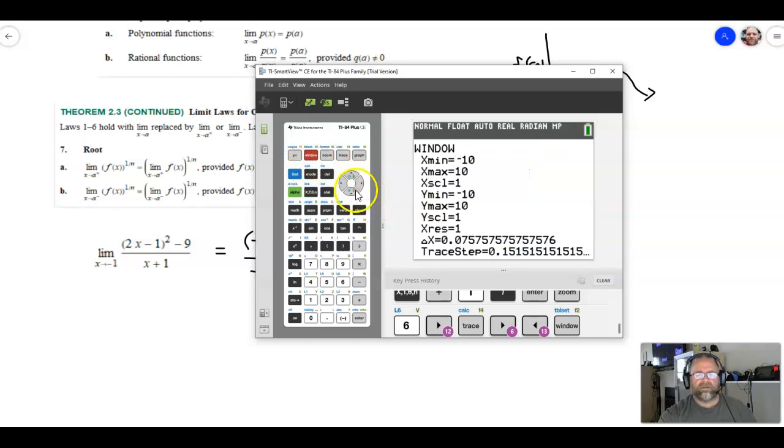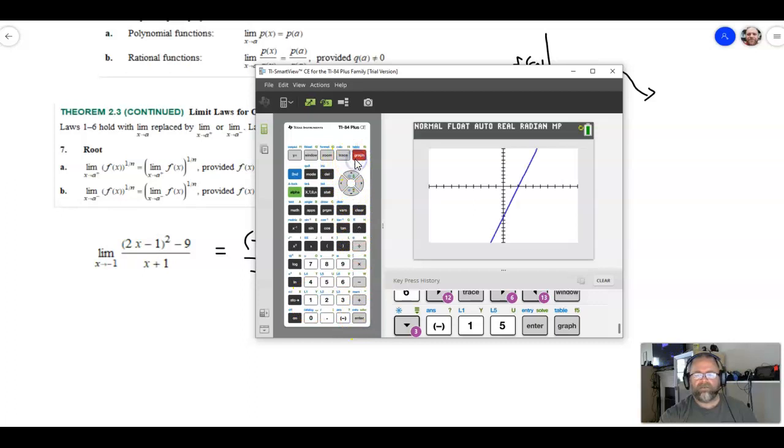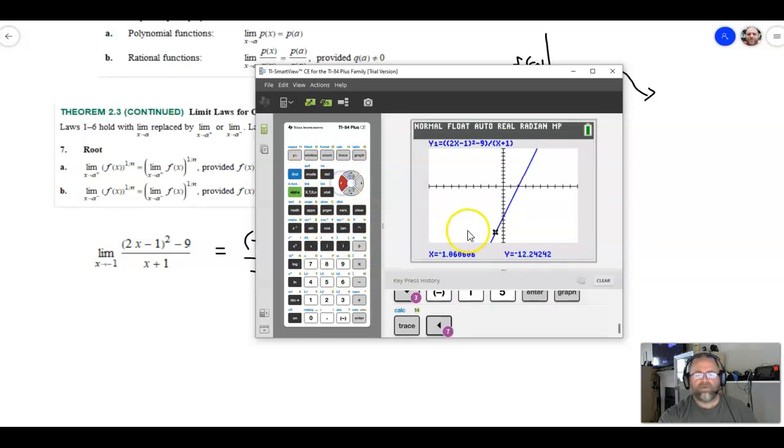And all I'm going to do here is go to Window and go to my y minimum and change that to -15, so it goes down a little bit farther, and go back to Graph. And as we can see now, if I hit the trace function and I go to x equals -1, I can more clearly see that it's going to be pretty close to -12. And so even though there's a hole there, because at -1 we have a 0 in the denominator, it's not going to be a vertical asymptote. So that means that this is what's called a removable hole.